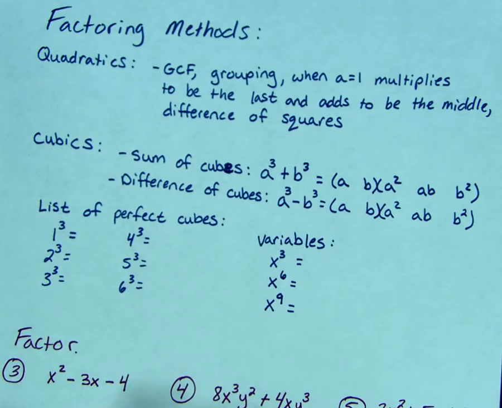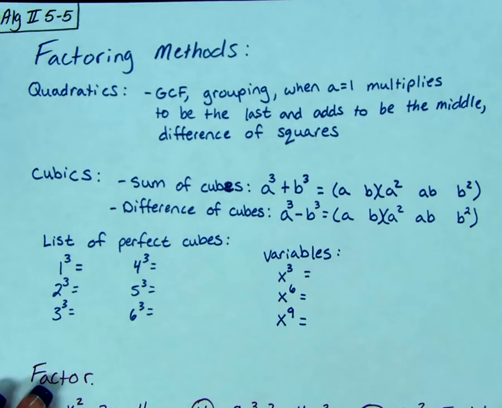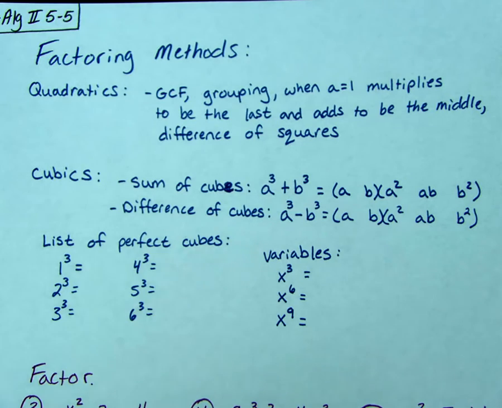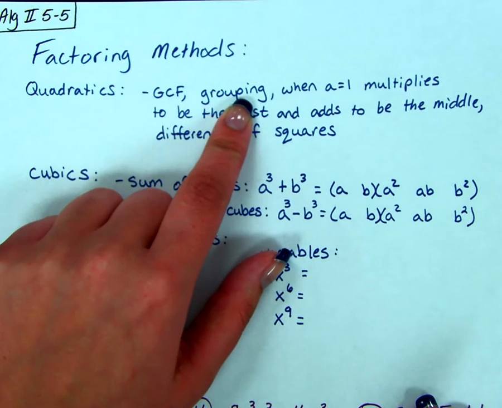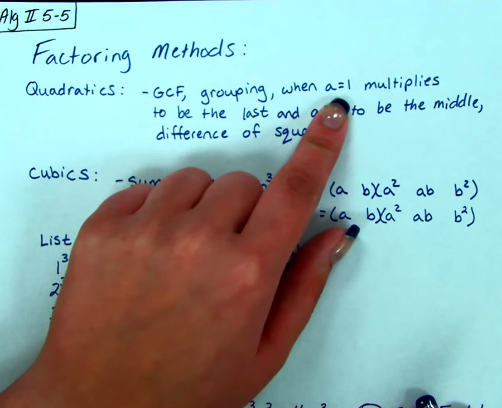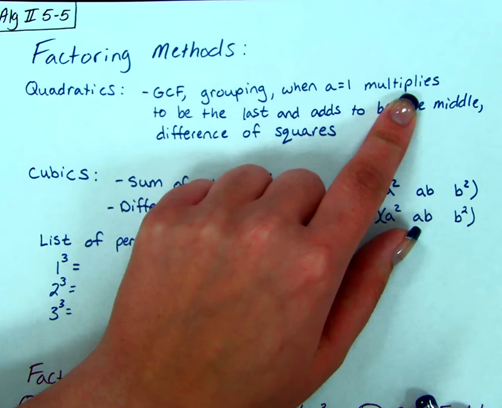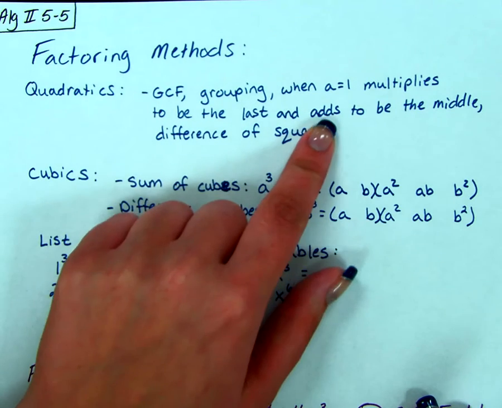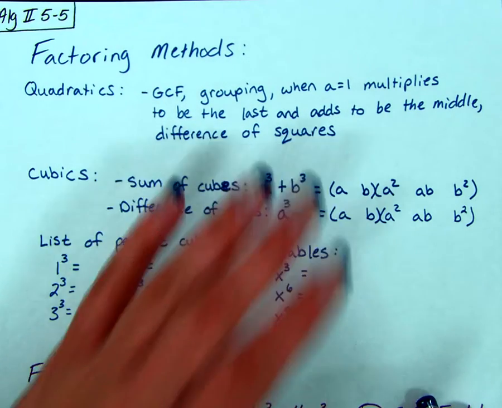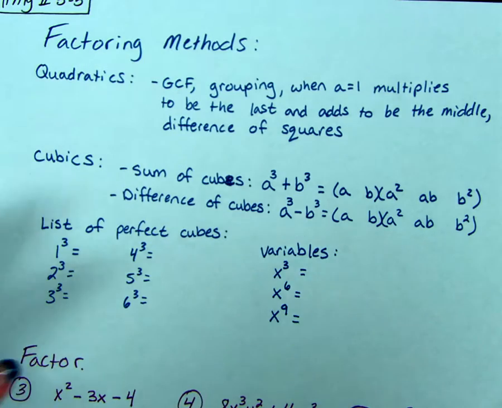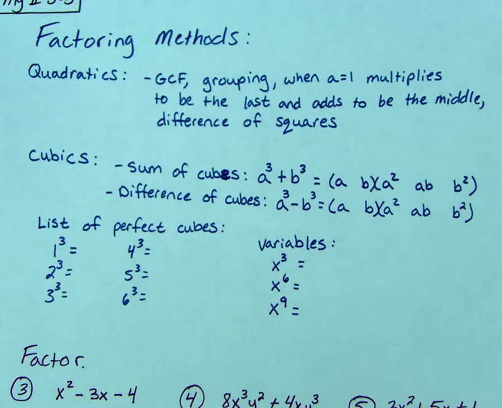Now we have a couple of different factoring methods. So remember, for quadratics, we're using greatest common factor, grouping. When a equals 1, we're trying to find something that multiplies to be the last, adds to be the middle, and then we have the difference of squares for our quadratics. So again, all of that is review from Chapter 4.